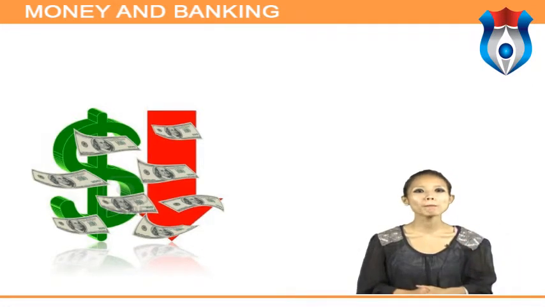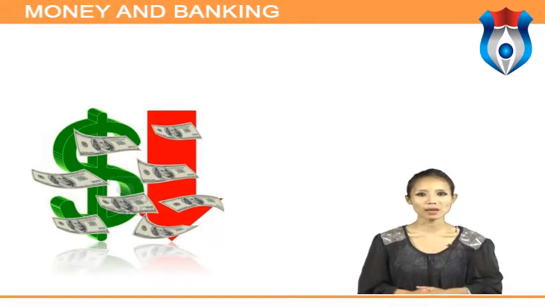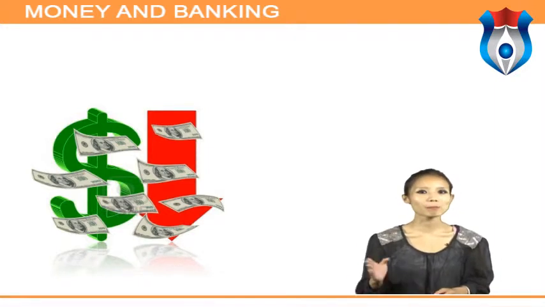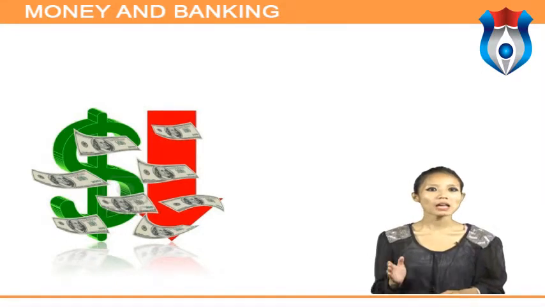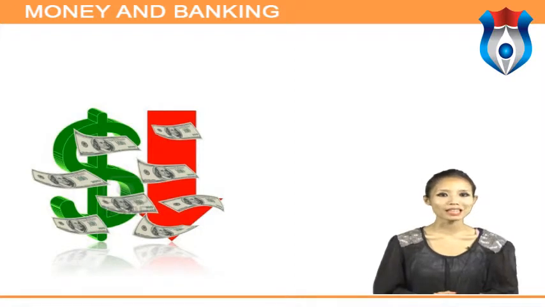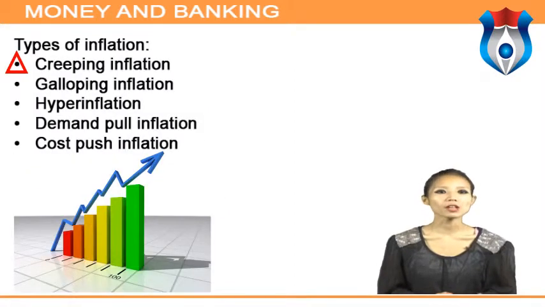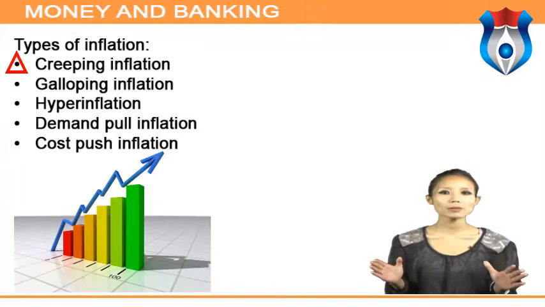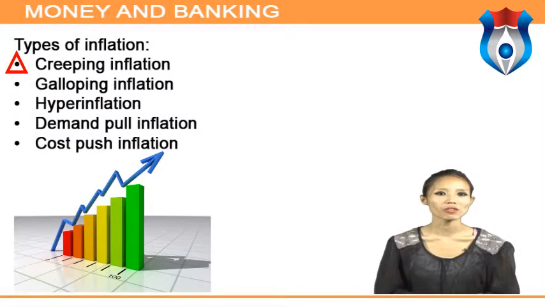There are therefore many measures of inflation depending on the specific circumstances. The most well known are the CPI, which measures consumer prices, and the GDP deflator, which measures inflation in the whole of the domestic economy. Types of inflation. There are various types of inflation. Let us discuss some of them.